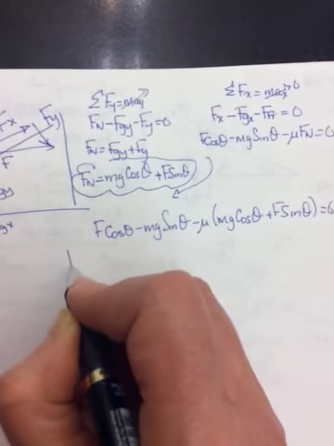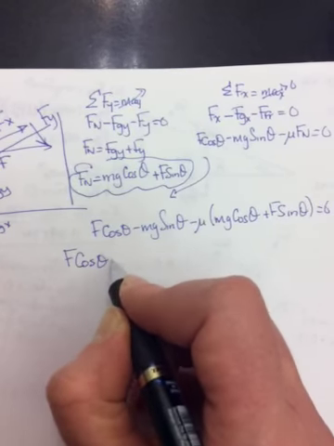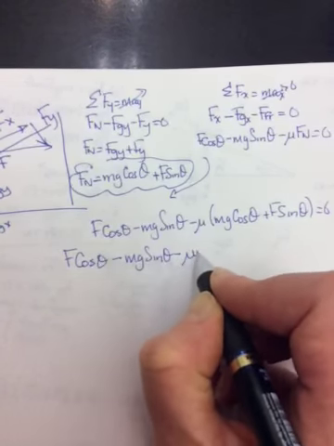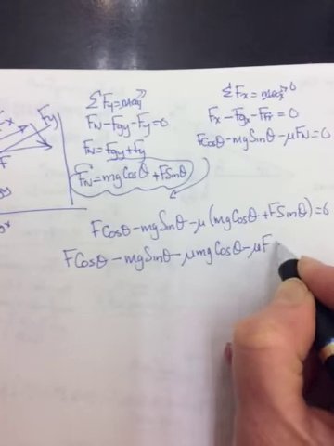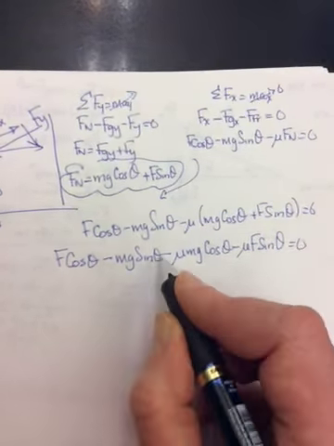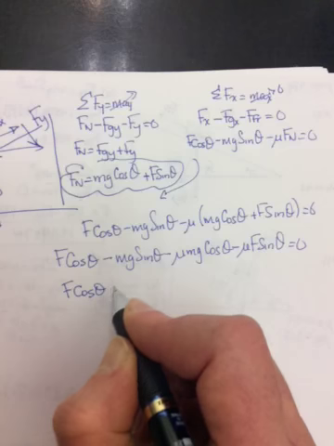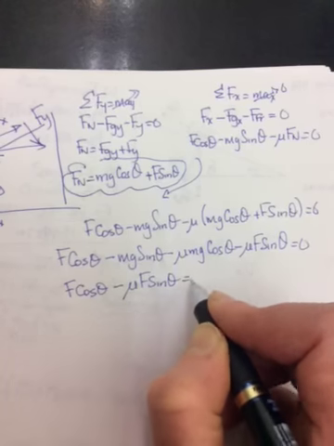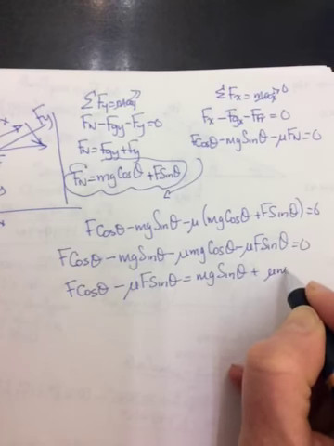equals 0. So you're trying to solve for F, and there's one stuck in the bracket, so you need to multiply through. So F cos theta minus mg sine theta minus mu mg cos theta minus mu F sine theta, don't lose this minus sign here with the mu, equals 0. Take the two terms that don't have F in it to the other side, so it becomes F cos theta minus mu F sine theta equals mg sine theta plus mu mg cos theta.